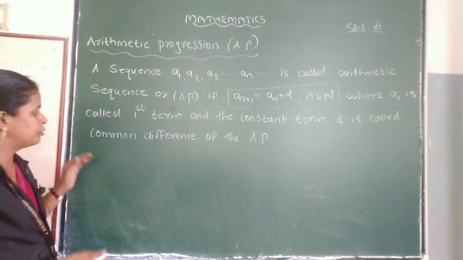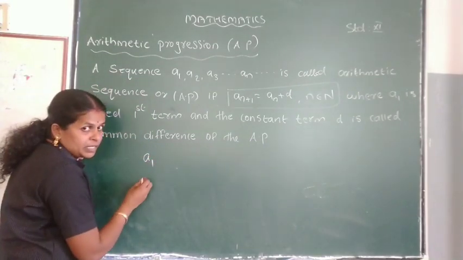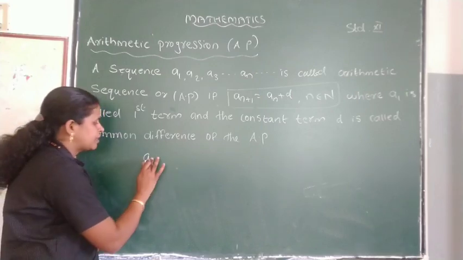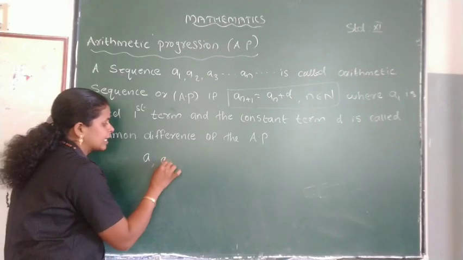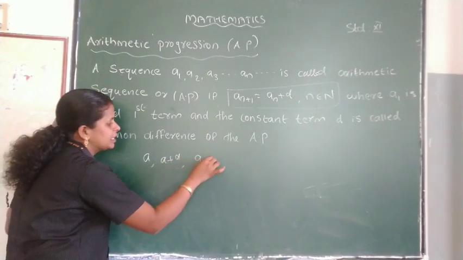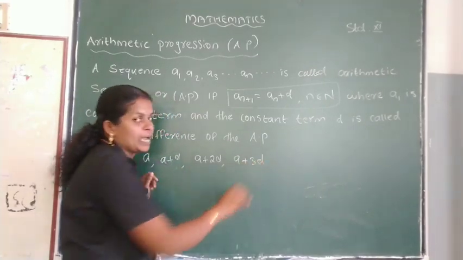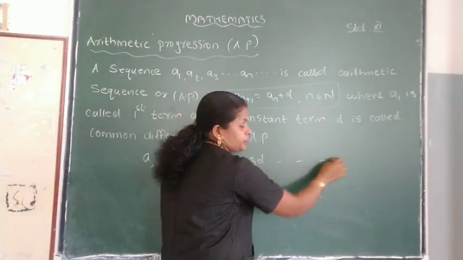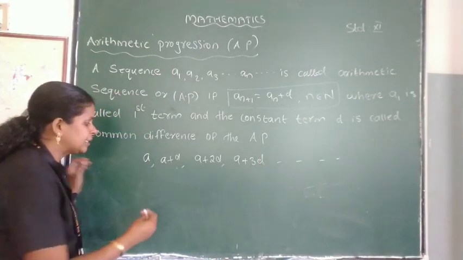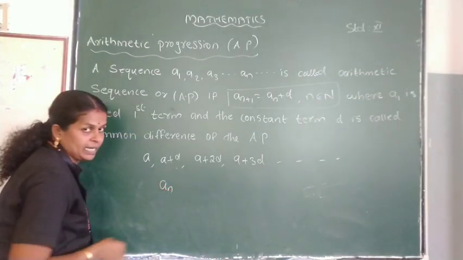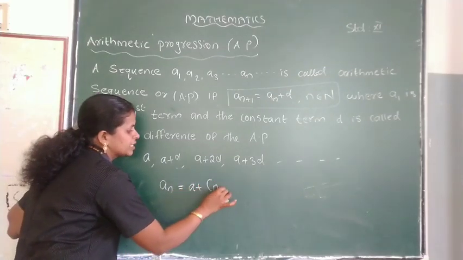Okay, so the first term we can write as A1, and the second term is the first term plus the common difference. If we consider the first term as A, the second term is A plus D, the third term is A plus 2D, the fourth term is A plus 3D, etc. What about the last term or nth term? Yes, the nth term we can represent as AN. So AN equals A plus n minus 1 into D.